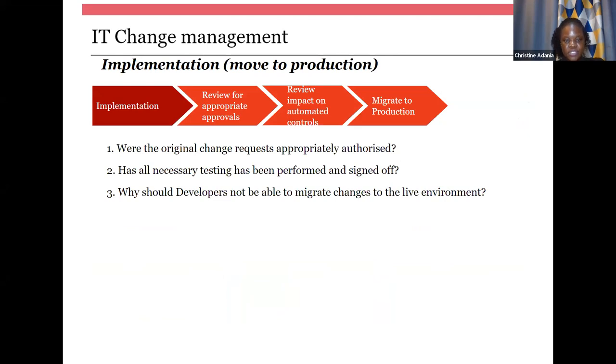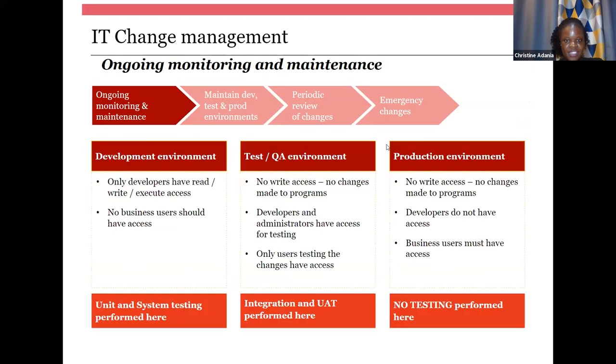So implementation, we already went through each of these. I'll just skip through it. Then ongoing monitoring and maintenance. Most of the environments I've encountered actually overlook this control, yet it's very, very key. Ensure that changes are, on a periodic basis, monitored for appropriateness, yeah? To ensure that only approved changes were made, yeah?